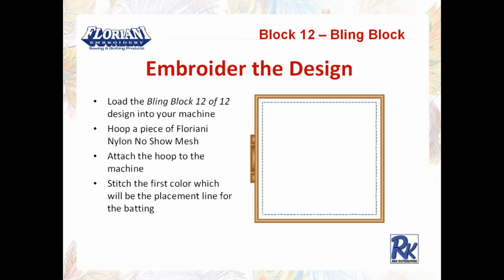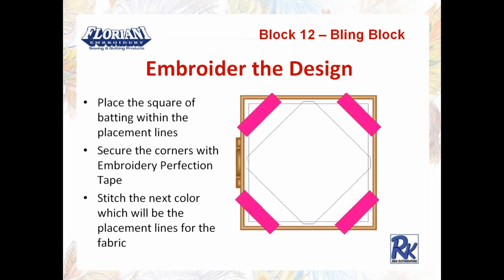You want to go ahead and load the Bling Block 12 of 12 design into your machine. You want to hoop up a piece of Floriani nylon no-show mesh, get it nice and tight, attach the hoop to the machine, and stitch out the first color, which is going to show you the placement line for where you're going to put your piece of batting down. Go ahead and put that batting down within the placement lines, and you want to tape the corners down with the embroidery perfection tape.